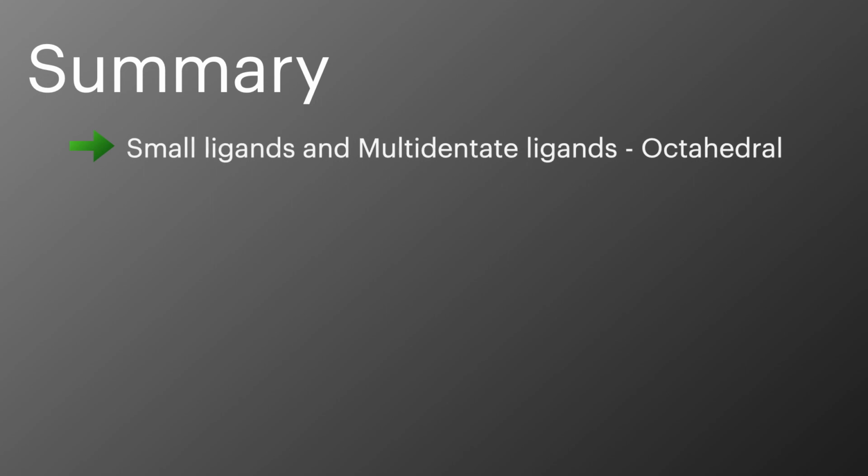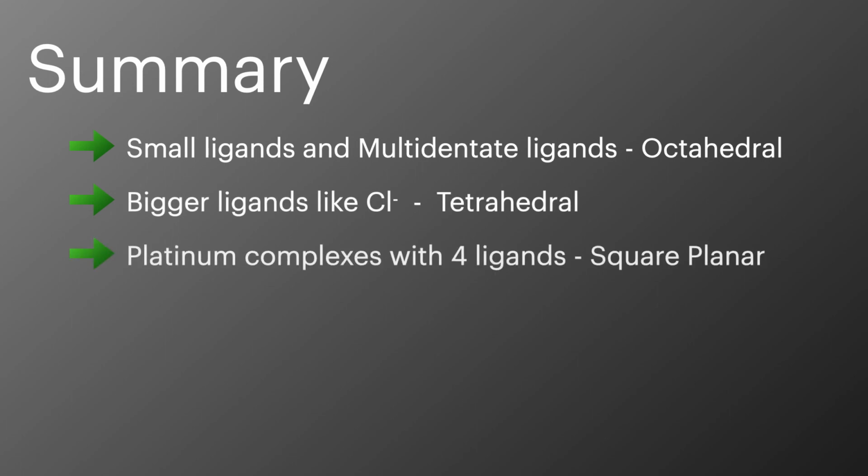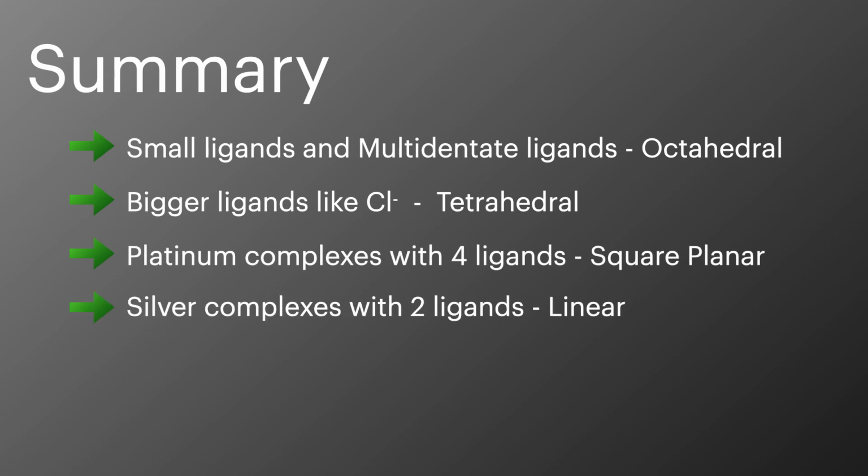So to summarise what we've looked at today then, small ligands, bidentate ligands and multidentate ligands tend to form octahedral complexes. Bigger ligands, like chlorine, often form tetrahedral complexes. Platinum complexes with 4 ligands are square planar, and silver forms linear complexes with only 2 ligands.